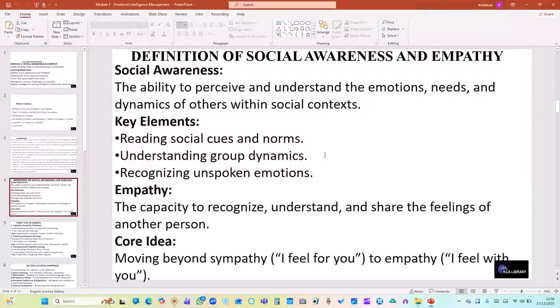So social awareness is the ability to understand the feeling in another person, while empathy is the ability to share someone's feeling. You can see the slight difference between social awareness and empathy. Now, the core idea is moving beyond sympathy, "I feel for you," to empathy, "I feel with you."